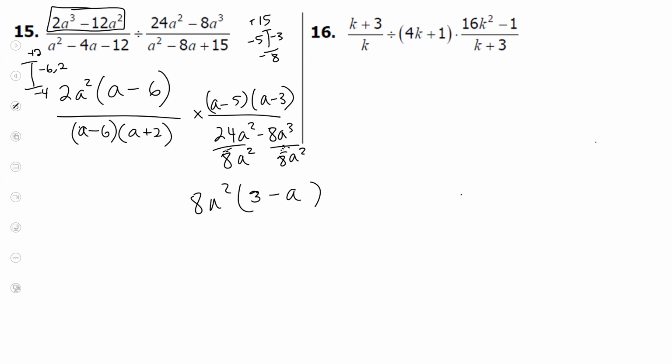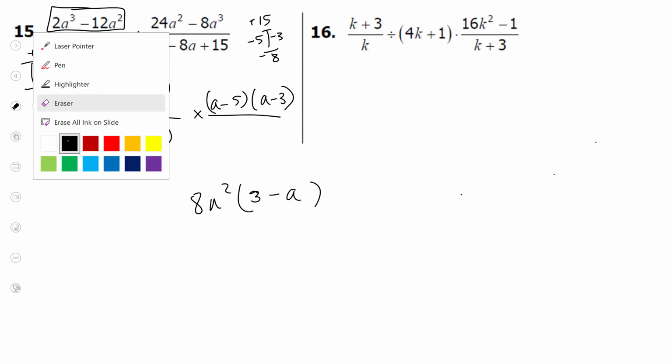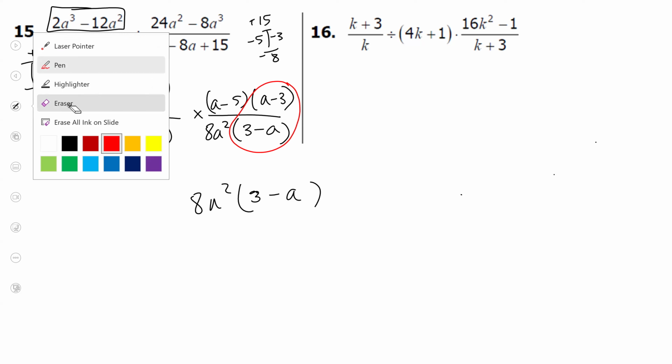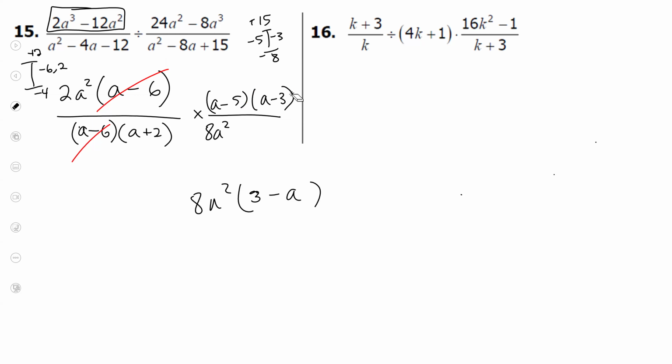All right, so we'll have, let me write this down. This became 8a squared 3 minus a. Okay, so now we're going to cancel things out. That cancels. And what will this become? -1. So I'm just going to erase this. This and this is -1 times -1. Okay, let's go ahead and multiply across. This is what we will be left with.